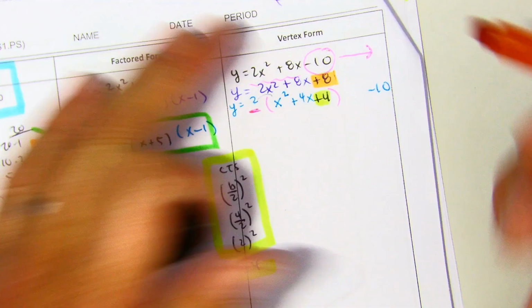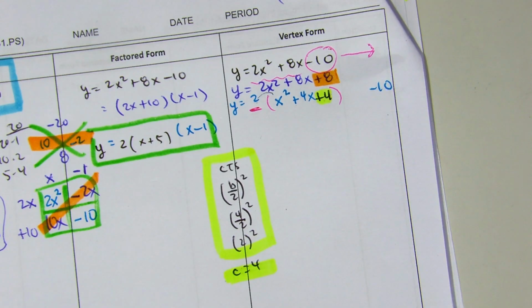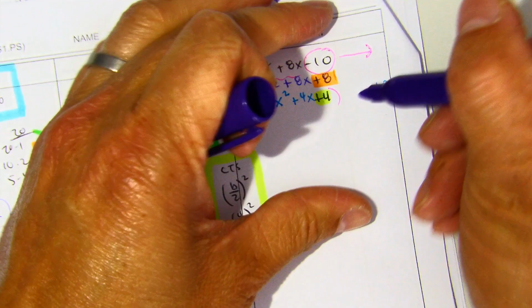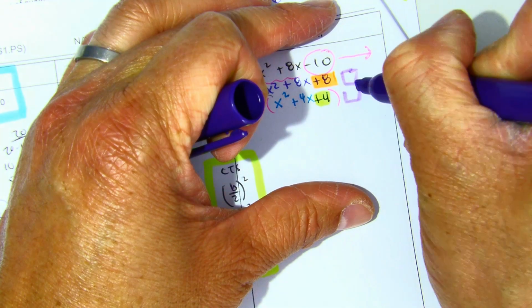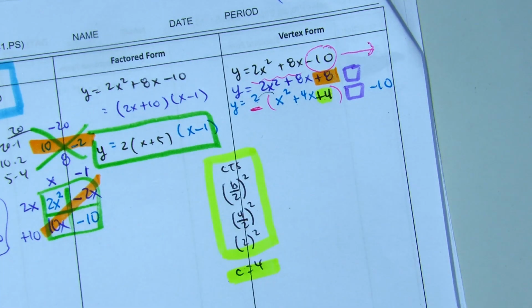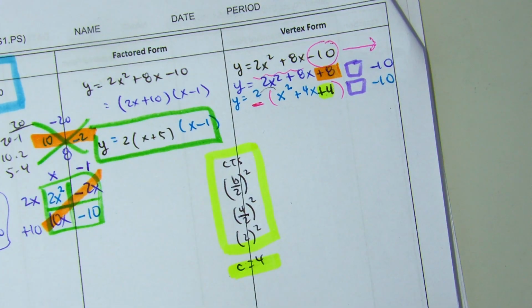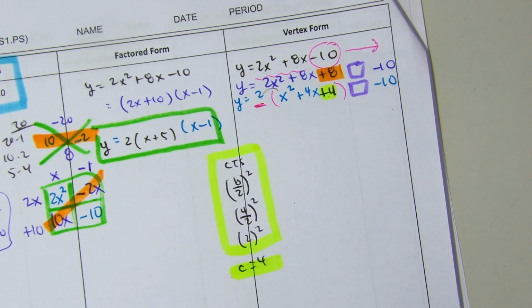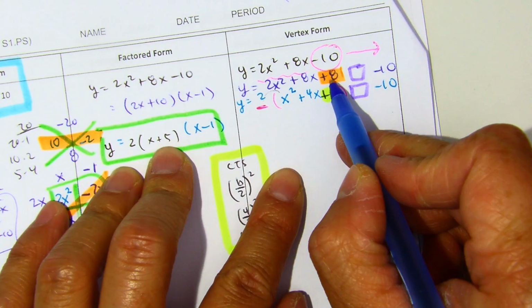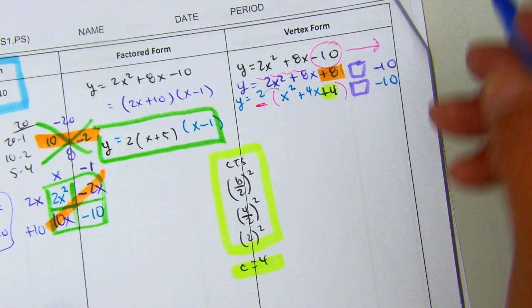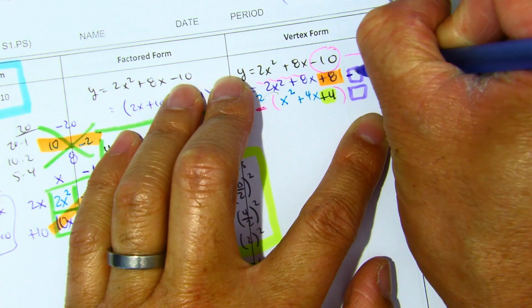Tell your partner, A tell B, what am I going to put here in, let's try purple. What am I going to put here in purple? Juan, what am I going to put there? So, I want orange plus purple to equal what number, class? 0. So that has to be what? -8.